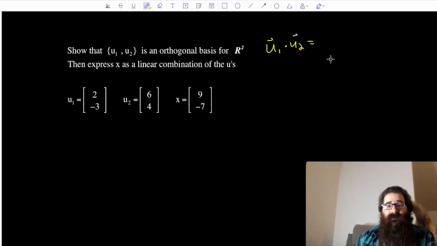Let's show that u1 and u2, when I dot them together, gives me 0. We have 2 times 6 gives me 12. Negative 3 times 4 gives me negative 12. It's going to give me 0. So here this set is an orthogonal set.